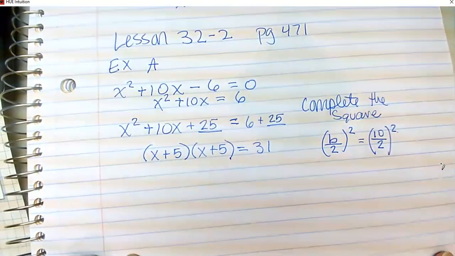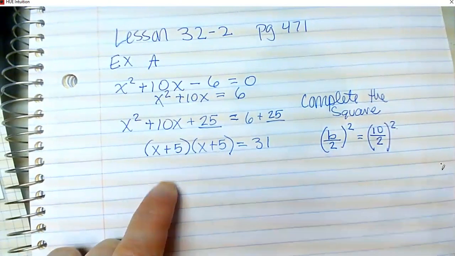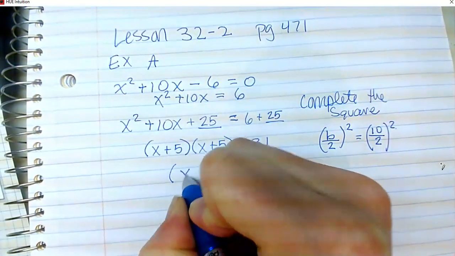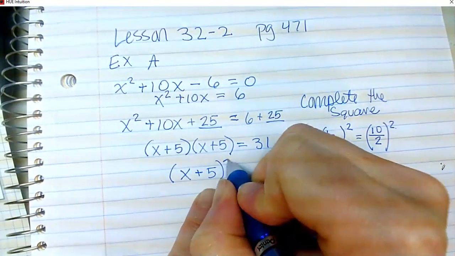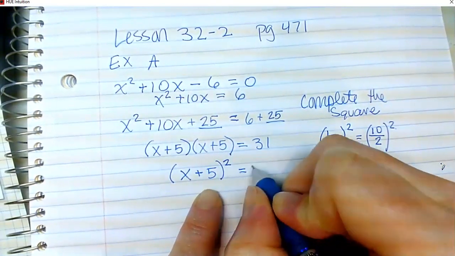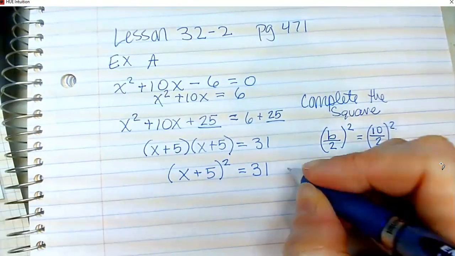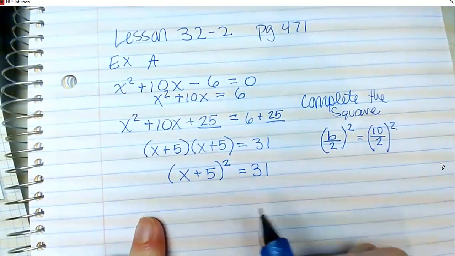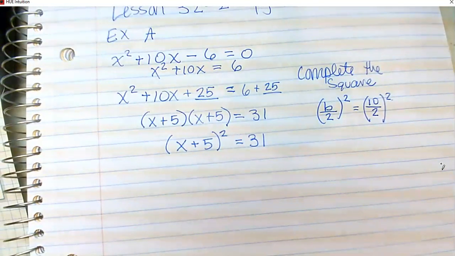Okay? Now, since this is a perfect square trinomial, we've got these two binomials here that are the same. We can write them as a binomial squared, right? X plus 5 squared is equal to 31. Now, this step should look familiar, right? Right here at this point, it looks like what we did last week when we were using the square root method. Okay, so from here, you're just following the method steps from last week.